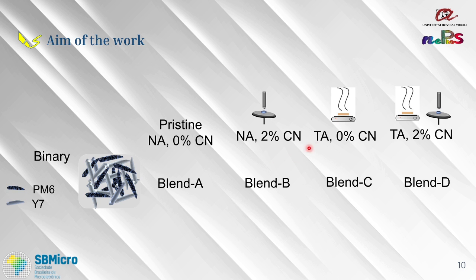And then to study the effect of thermal annealing, we use two different devices, C and D: thermal annealing and 0% additive, and thermal annealing and 2% additive. In this case, we can compare the effect of thermal annealing between A and C and between B and D, and also the effect of additives between A and B and between C and D.